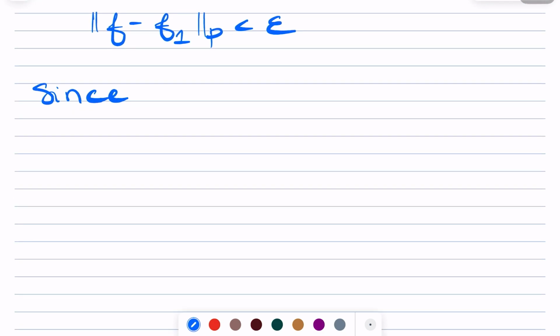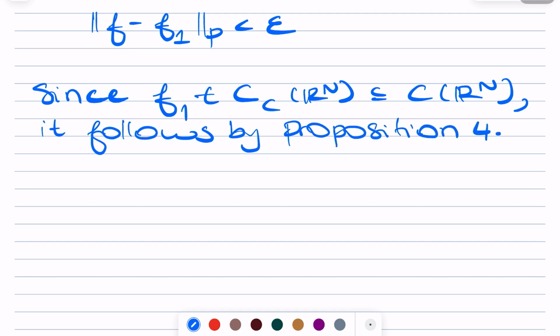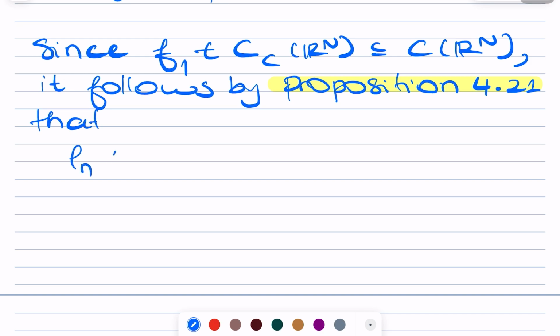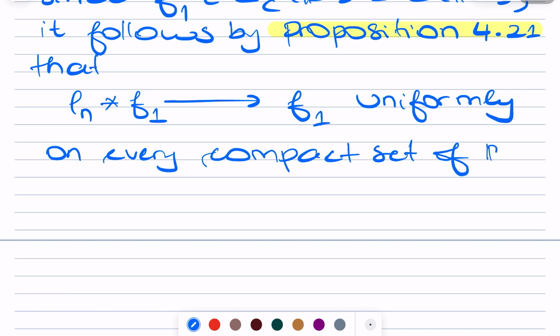Now, since f1 is a continuous function with compact support, it follows from our first proposition in this lecture, by proposition 4.21, that rho n convoluted with f1 actually converges to f1 uniformly on compact, uniformly on every compact set of Rn. Good.